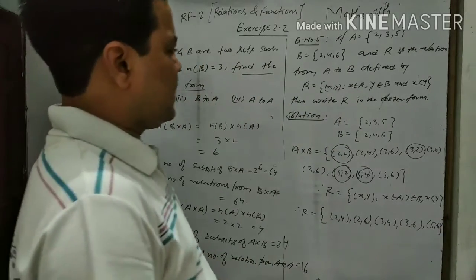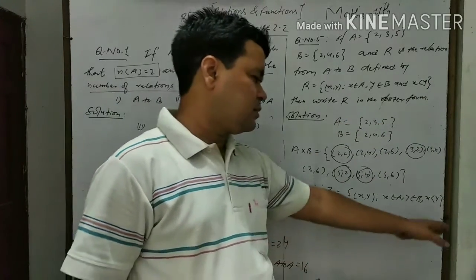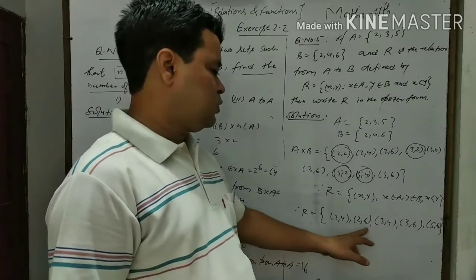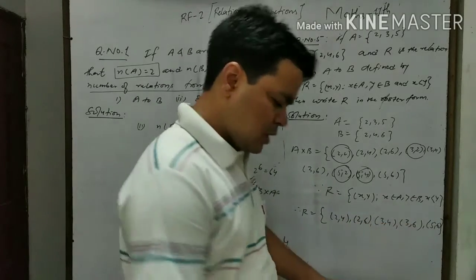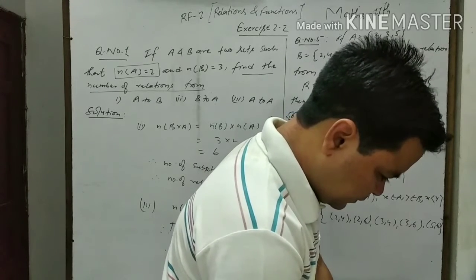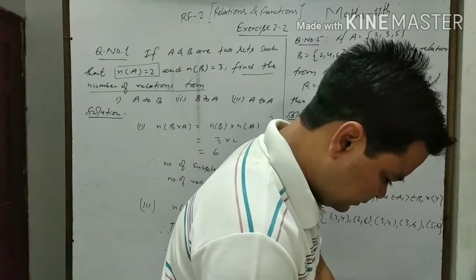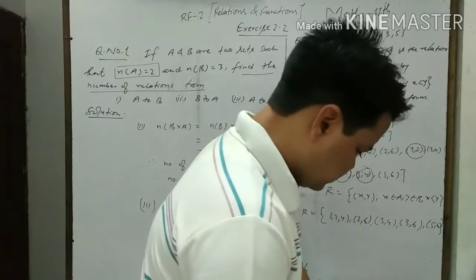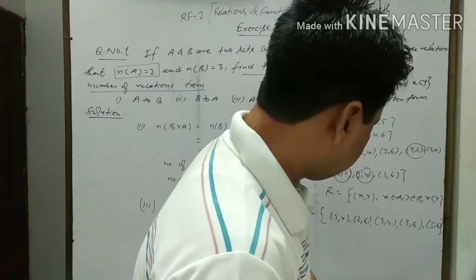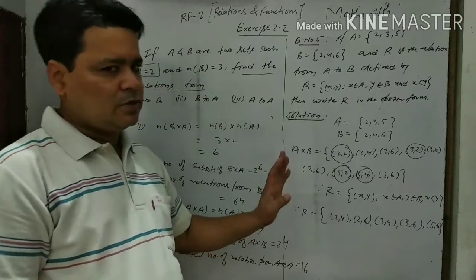Writing R in roster form, we have to write R like this. So how many elements? 1, 2, 3, 4, 5. Okay, you can check the answer also. Question number 5: (2, 4), (2, 6), (3, 4), (3, 6) and (5, 6). In this way you can solve this question.